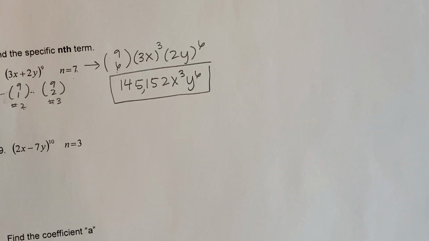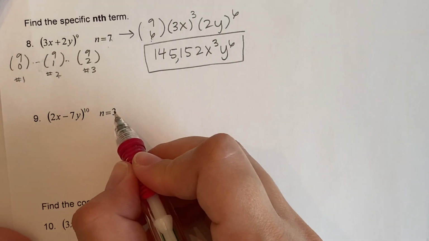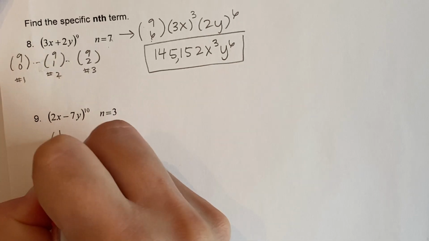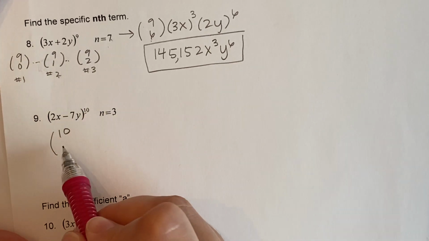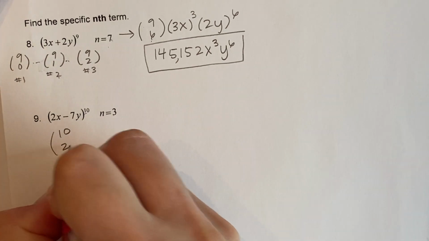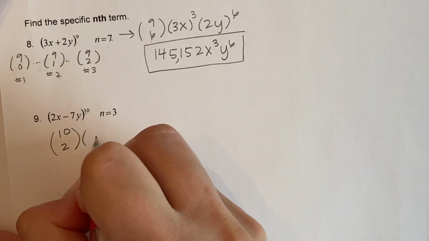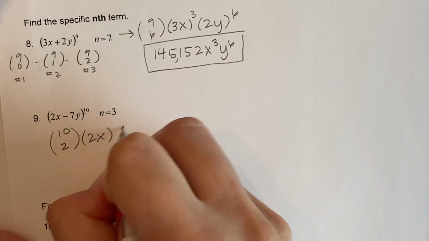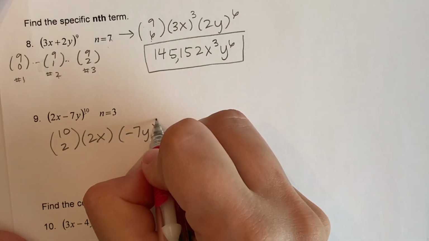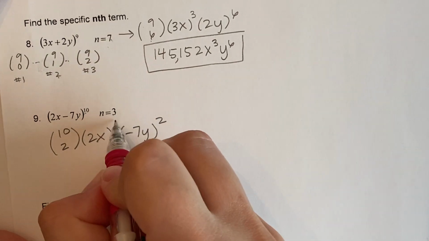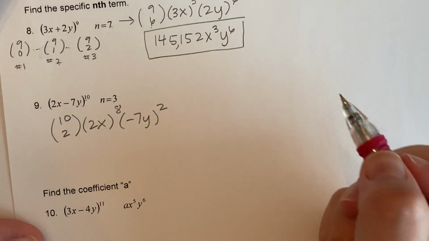Let's do another one. So I want the third term. The top number is 10, that exponent. Remember the term number, you put 1 less in your parentheses. So I'm going to do 10 choose 2, 2x, and then negative 7y. She gets the bottom number, and then it has to add up to 10, so this will be 8.